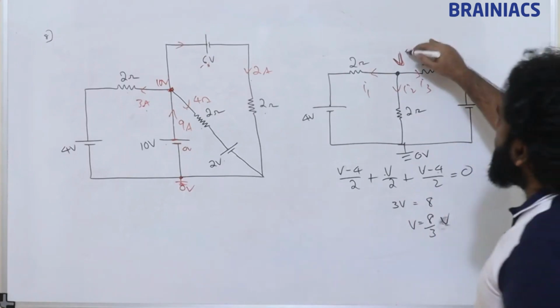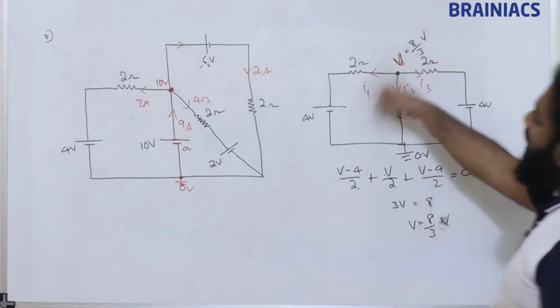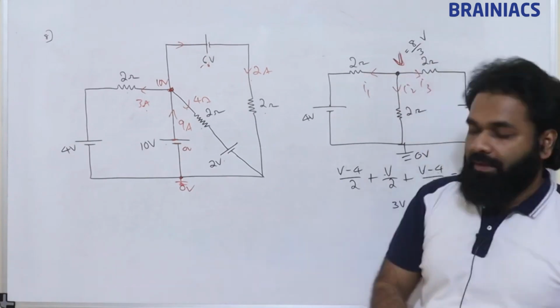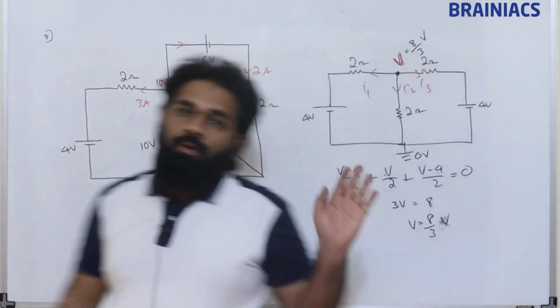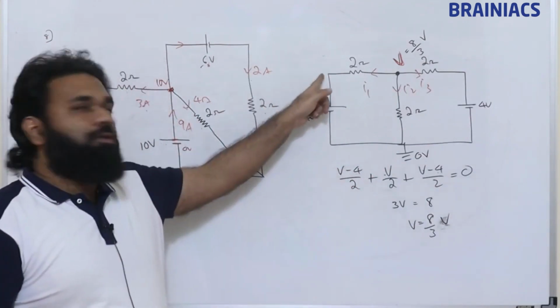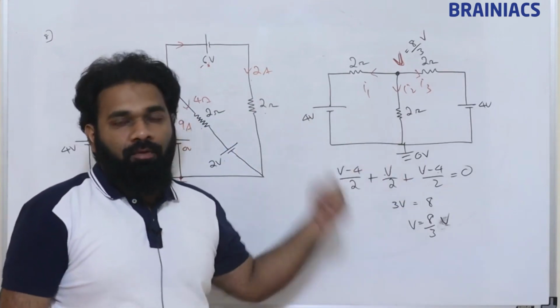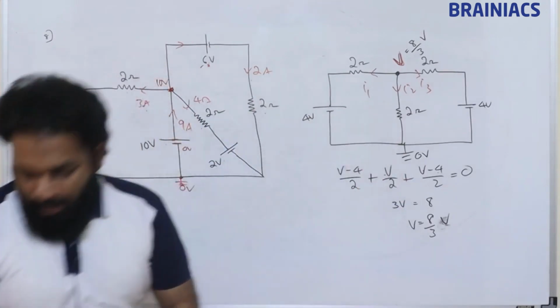So this is nothing but 8 by 3 volt. Once we know that, the remaining currents can be found easily. Clear? So this is nodal analysis. Even if we get one more branch, 2 nodes will come, and we will have to take 2 equations. The same thing which I have explained today, we will revise in the next class, then proceed from there.